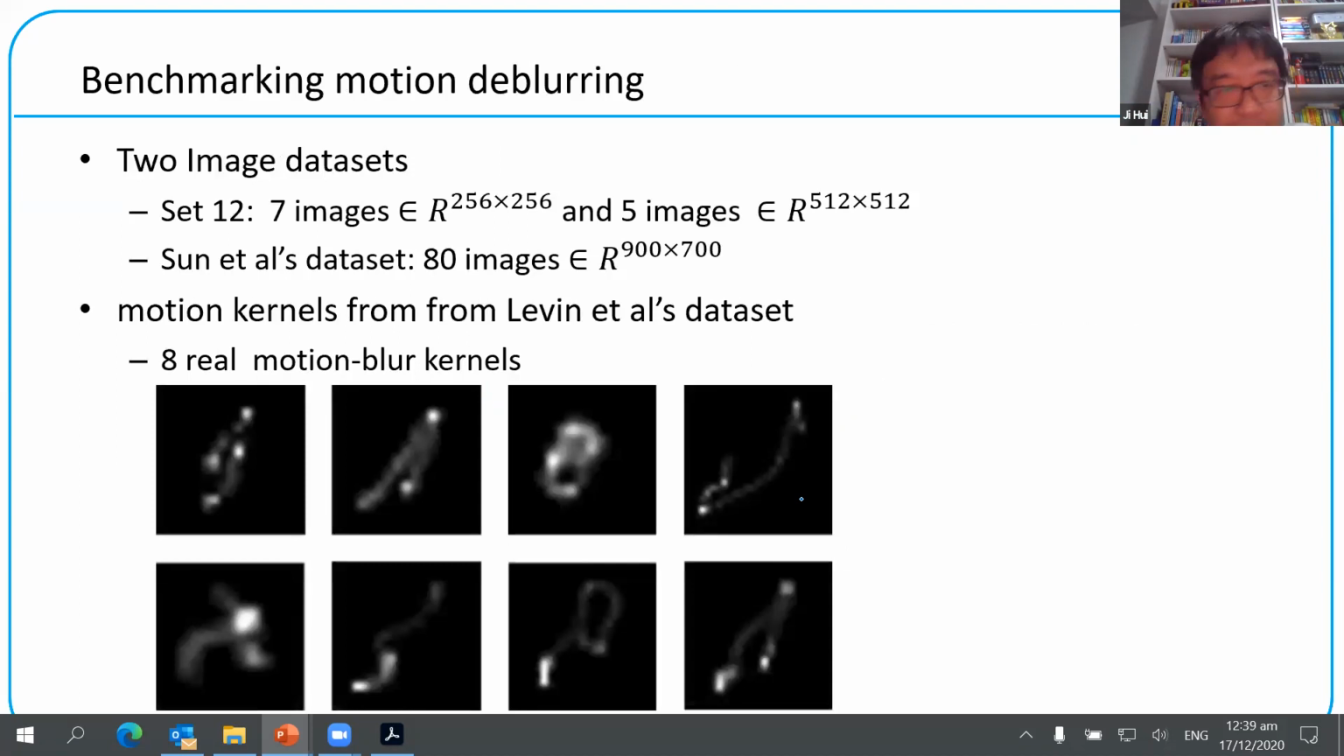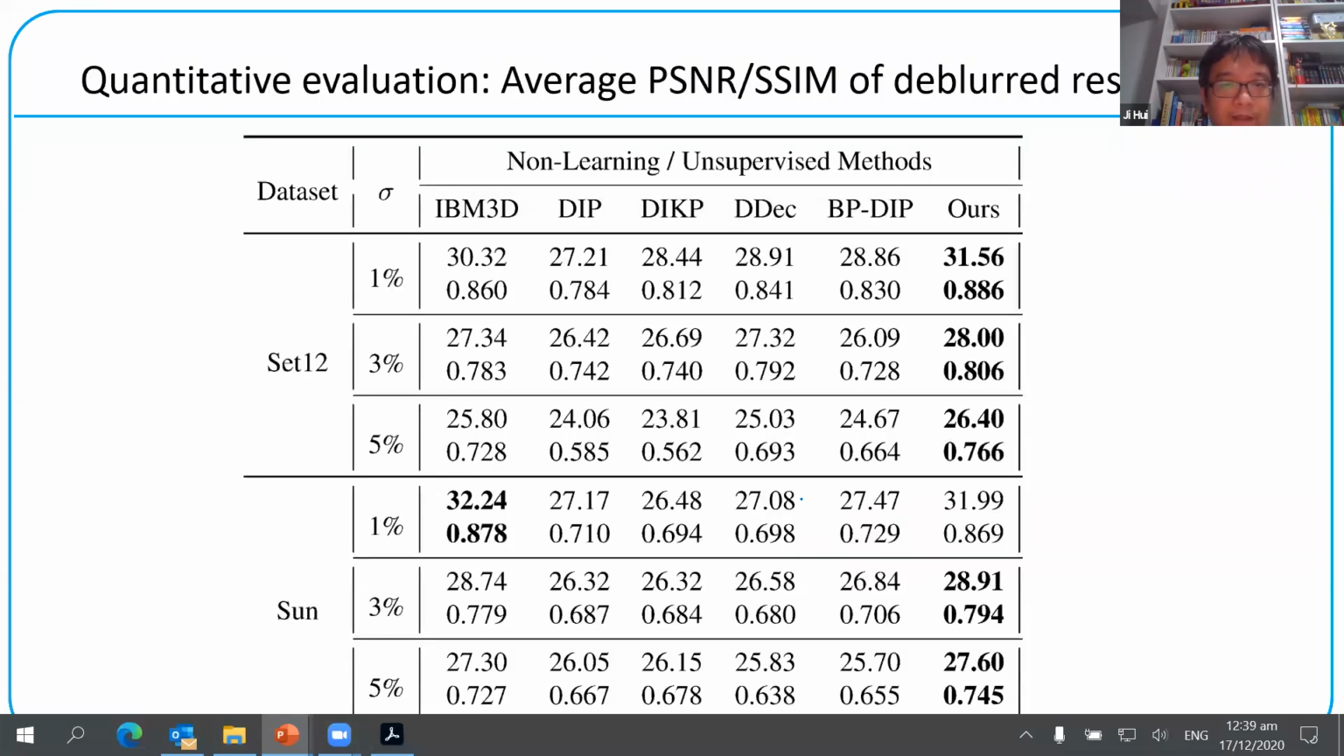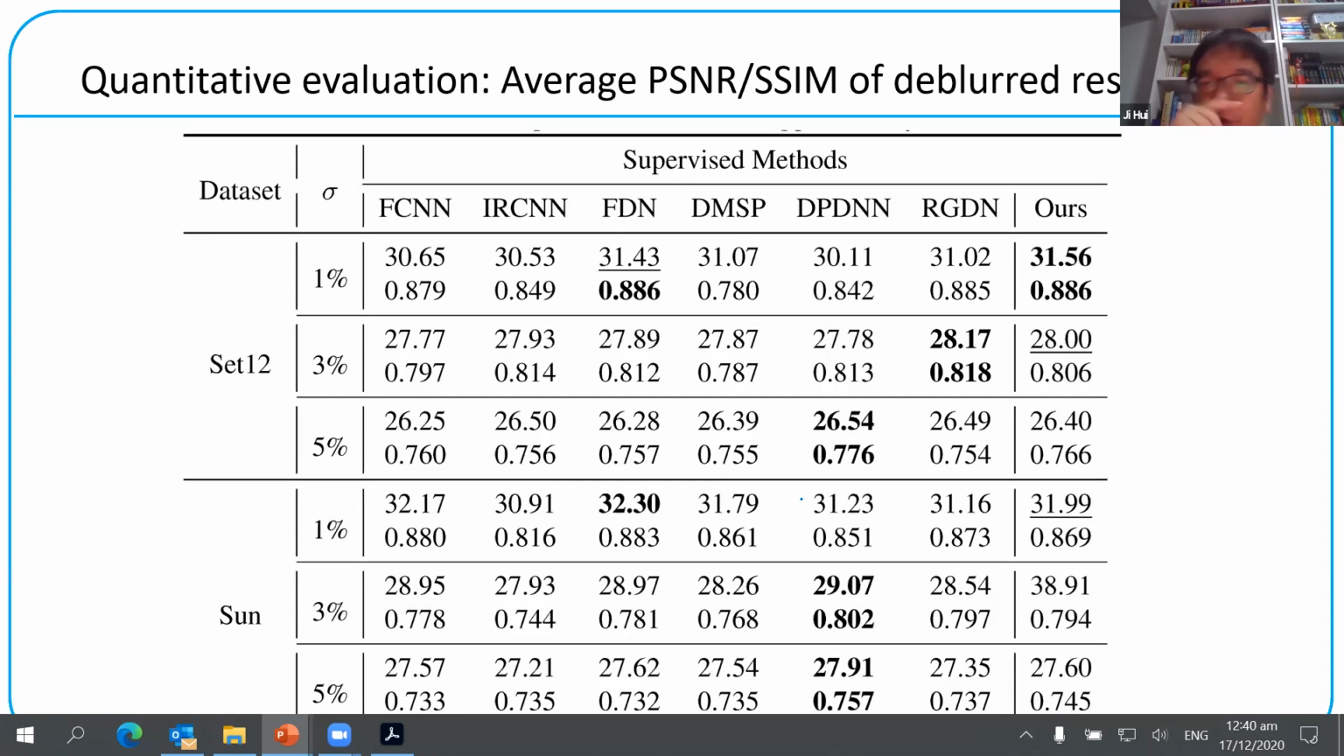Okay, so this is the experimental setup. We consider 2 image data sets and 8 motion kernels from a paper. And you can see the result. Actually, if you compare to the non-learning method and the supervised learning method, our method has a clear performance advantage over existing data-free methods, as I will call them. Okay, I'm running short of time, so I will go quicker. Therefore, compared with the supervised methods, we actually provide comparable performance to most existing supervised ones.